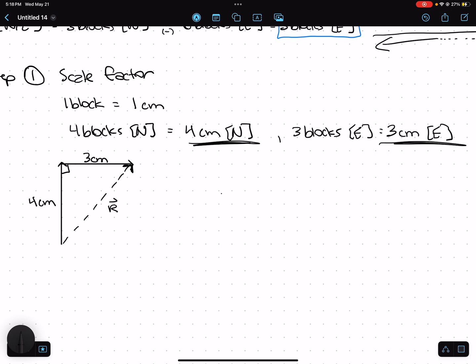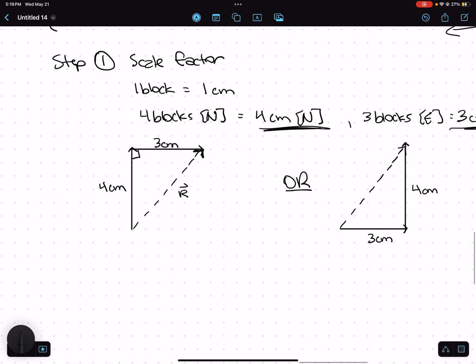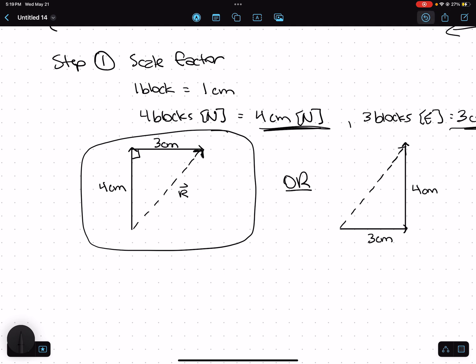Now, I also told you guys yesterday, it doesn't matter which vector we draw first. So your triangle might look like this, or your triangle might look like this, where we draw our east vector first, and then our north vector. But you should be able to see that our resultant is the exact same length, exact same direction. Doesn't matter which way we draw this, okay? So the most important part is being accurate. Now I'm just going to use this first triangle for simplicity's sake.